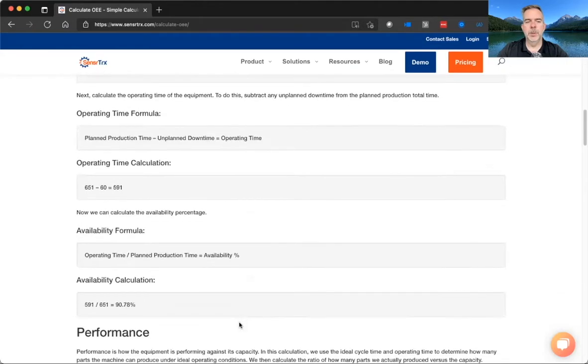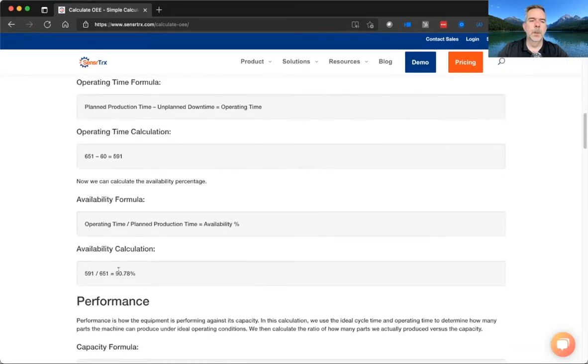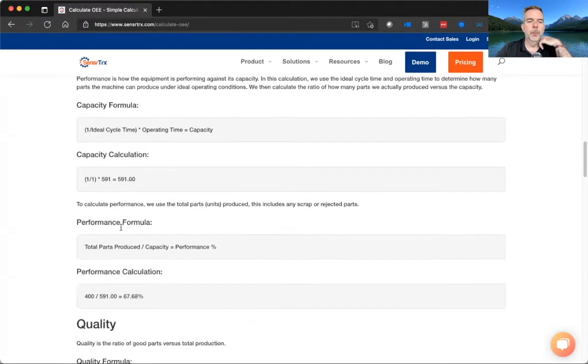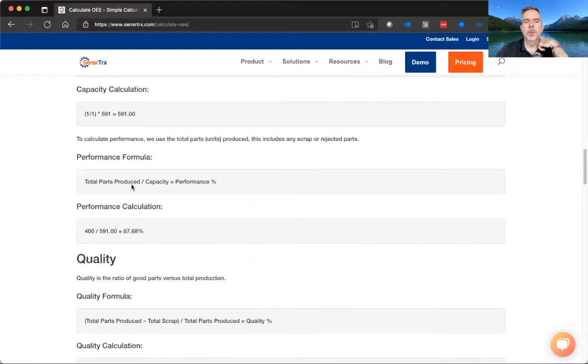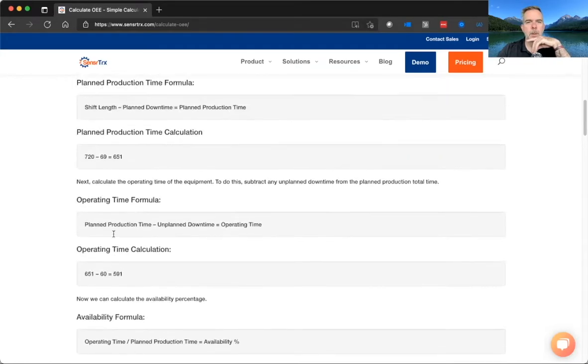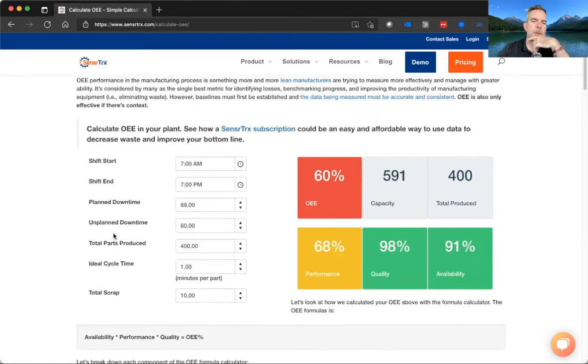So then let's look at the rest of the formula and we'll play around with it. Your performance formula is total parts produced divided by the capacity number up above, or the ideal, the target, the amount that you could produce in that amount of time. So 400 divided by 591 equals 67.8%. Okay, so let's mess around with some of the inputs to that one.